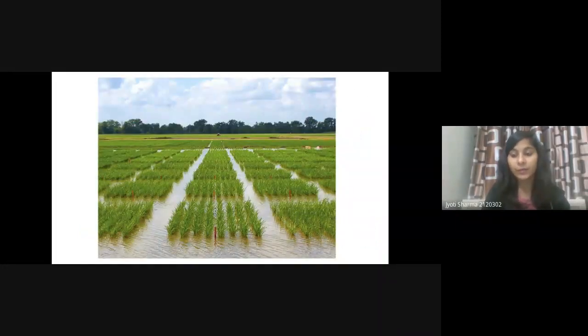Then let's talk about rice cultivation. What happened? Why does rice cultivation give you methane? This is nothing but because of the excessive water, the pores of the soil get clogged.